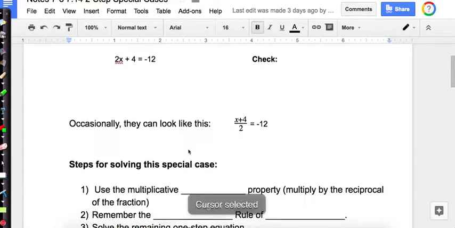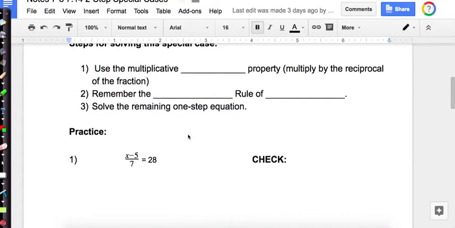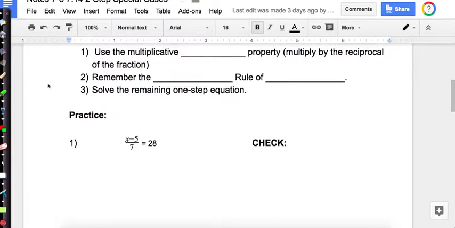So the steps for solving special cases are as follows. It says use the multiplicative inverse property. So multiply by the reciprocal of the fraction. So if it's divided by 2, we're going to multiply both sides by 2. If it's divided by 8, we're going to multiply both sides by 8. Remember the golden rule of algebra. That means what you do to one side, you must do to the other. And then solve the remaining one-step equation.